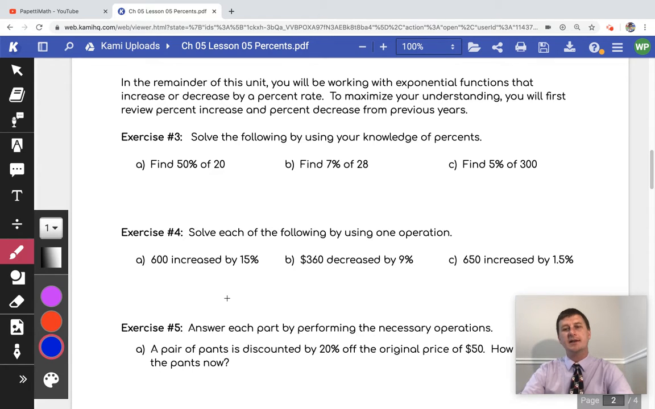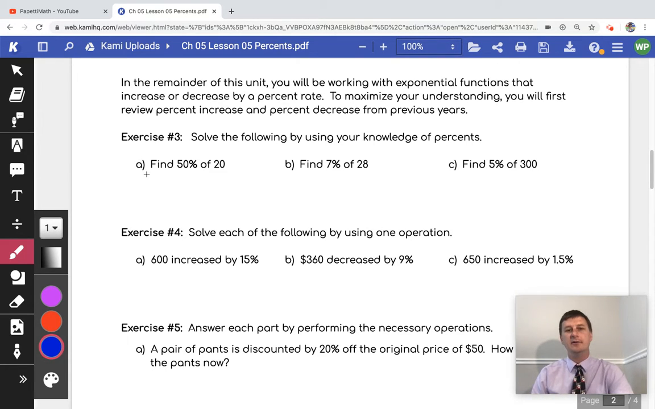In this video, we're going to be taking a look at exercise number 3, where we're going to find the percent of a certain number. It says up in the top, in the remainder of this unit, you will be working with exponential functions that increase or decrease by a percent rate. To maximize your understanding, we're first going to review percent increase and decrease from previous years. Again, this is all review, so this should be easy for you. If it's not, that's why I have these videos here, to help you out with understanding percents before we move on. In exercise number 3, it wants you to solve the following by using your knowledge of percents.